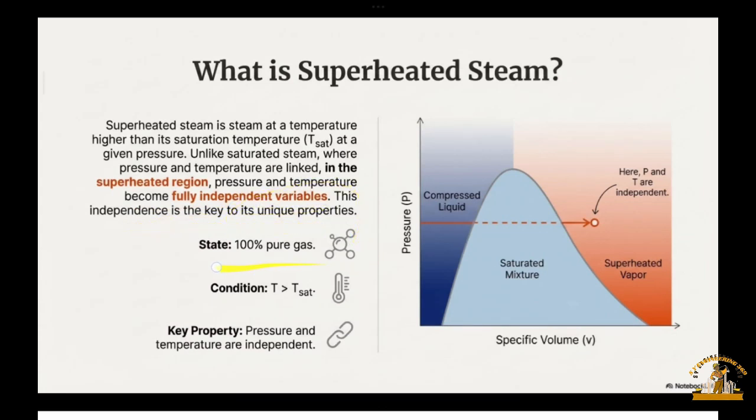One of the properties is 100% pure gas. At this point it is 50-50 vapor and liquid. This is 100% liquid. This is 100% gas. This condition is when the temperature becomes higher than the saturation temperature. Key property: pressure and temperature are independent. This is a very important thing to remember.